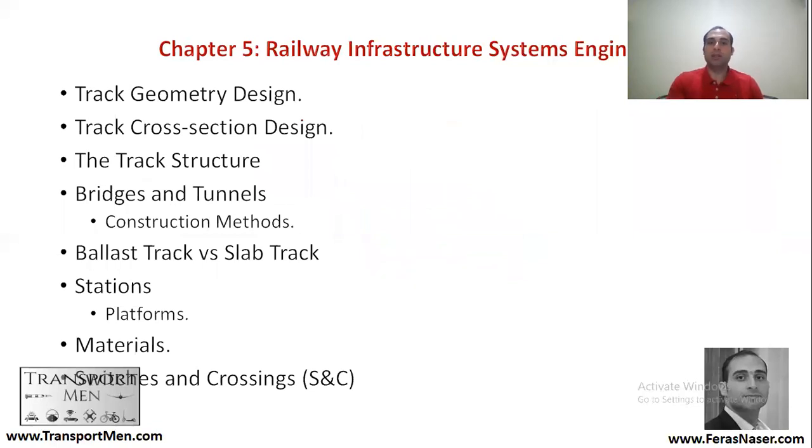Chapter 5 is about railway infrastructure systems engineering, and this is the heaven of civil engineers. They start to become familiar with railway engineering, and they start to feel, well, this is something that we can relate to. This is something we can grasp and understand. So we'll talk about track geometry design. What are the allowed radius for curves? What is a steep curve? What is elevation?